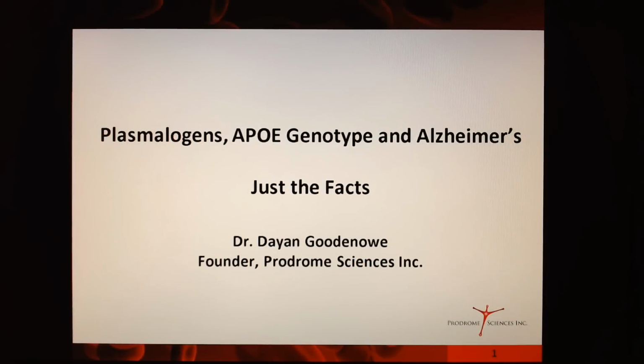My name is Dr. Dan Goodnow, founder, Prodrome Sciences Incorporated. The title of this presentation is Plasmalogens, APOE Genotype, and Alzheimer's. Just the facts.